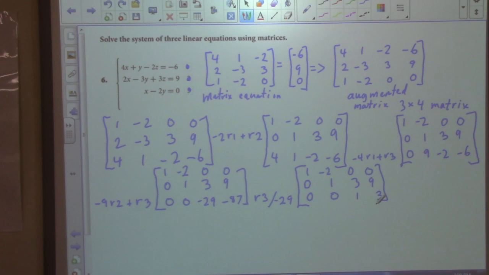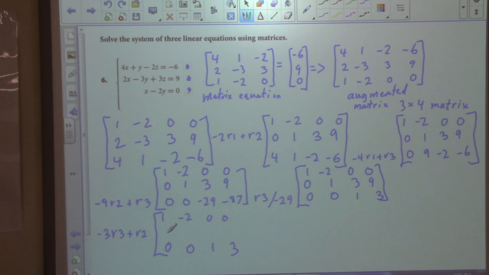You see that? What's going to be our next thing that we're going to do? Find the y. So what do we have to get rid of? This 3 here. And so what are we going to do to get rid of that 3? Minus 3. Okay, we're going to take negative 3 R3 plus R2. And 0, 0, 1, 3 stay the same, and the top row stays the same.